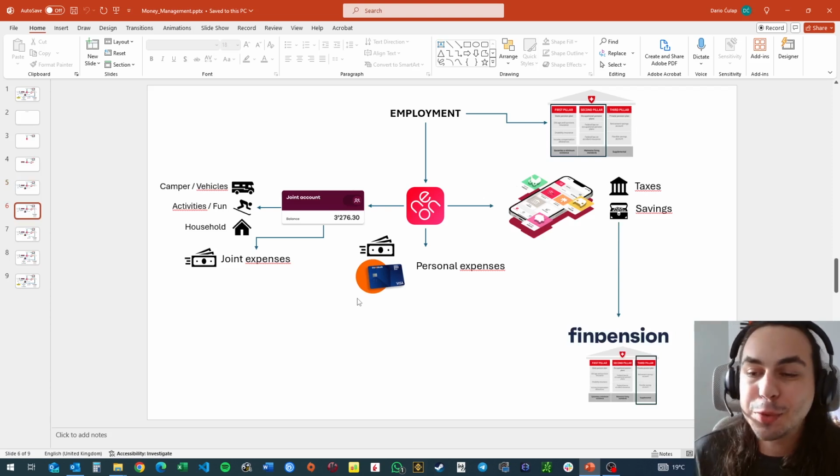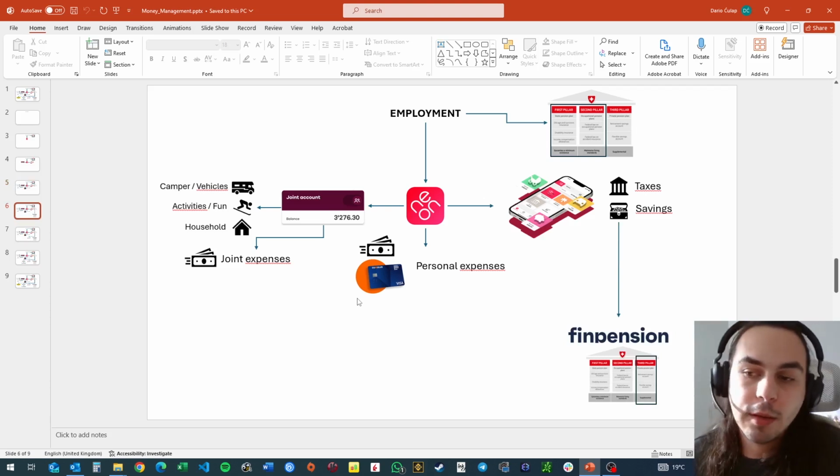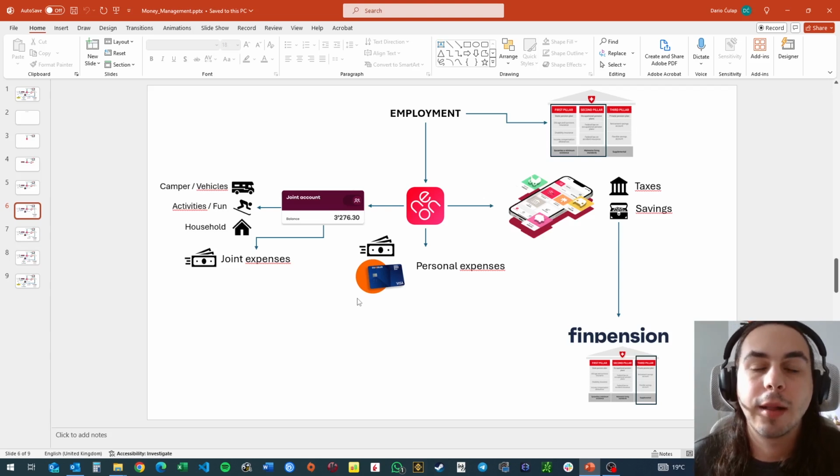Then when it comes to my investments now, after the money went into savings, it stays there until it grows big enough to make sense to be invested.